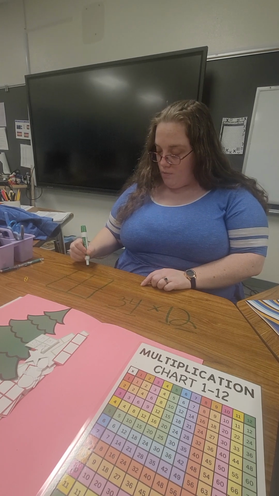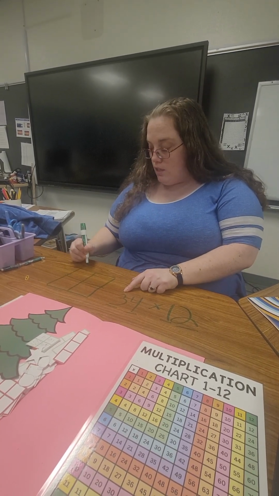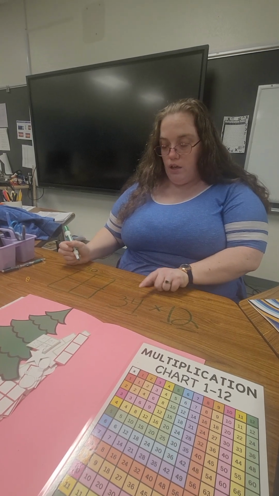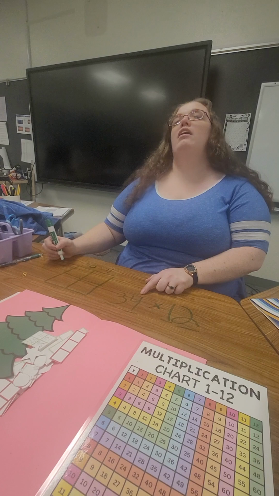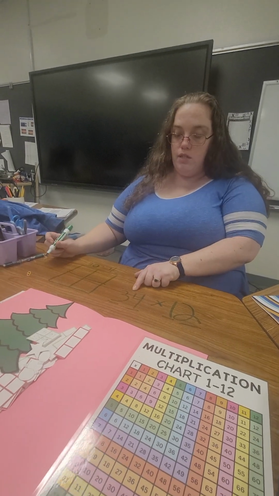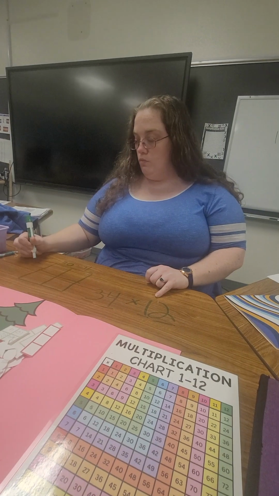So since our first number is 34, what number is in the tens group? 30. Yeah, it's going to be 30. Okay, Chanel, what about this number? 4. Okay, and then how are we going to write the other number on the side? We're gonna write 10 plus 2. Okay.